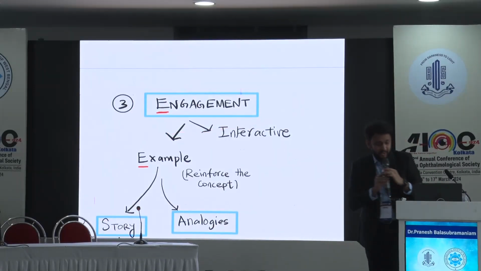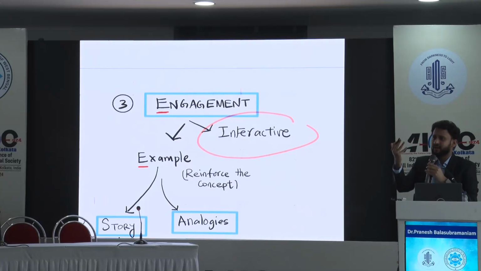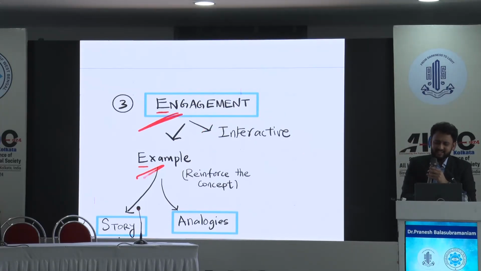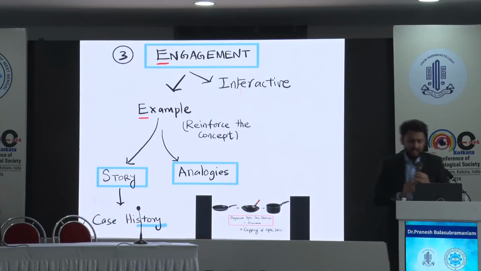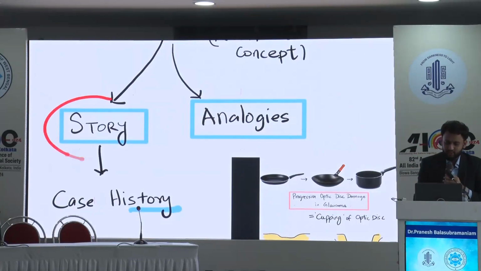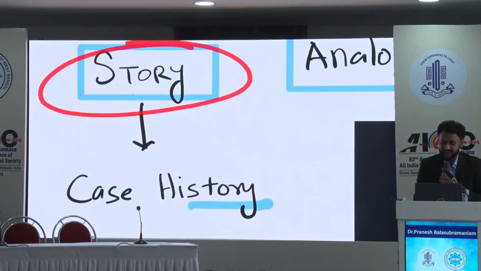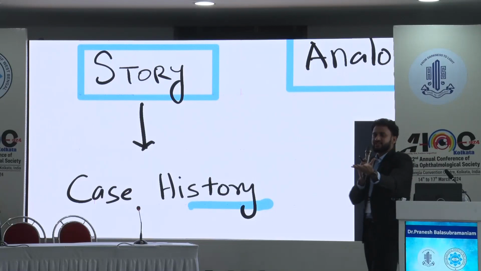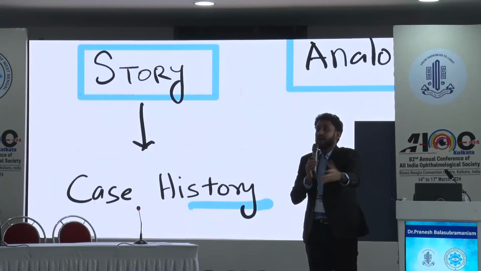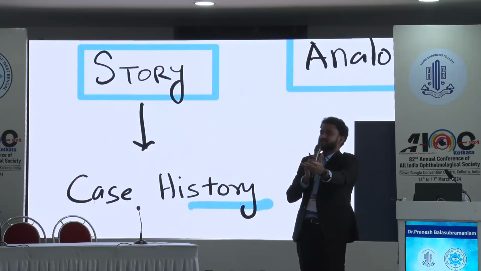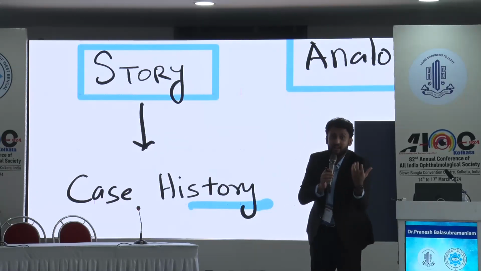The third E is engagement. And Professor Helena would be talking about how to make the classes more interactive. But when I mean engagement, it's giving an example, reinforcing the concept. And that can be done in two ways, the story or analogies. Interesting, the story, you find that in history. Give histories, problem-based learning, the best way to stimulate the students' attention. Again, adult learning principle, like what Prashant sir was mentioning. Appealing to their practical relevance is the key.